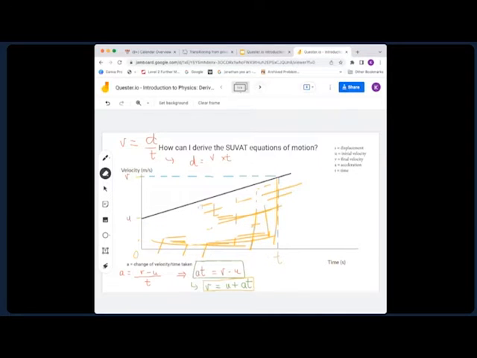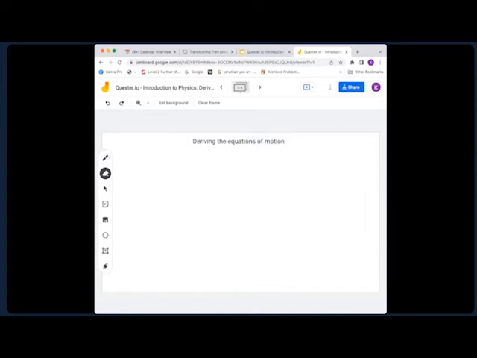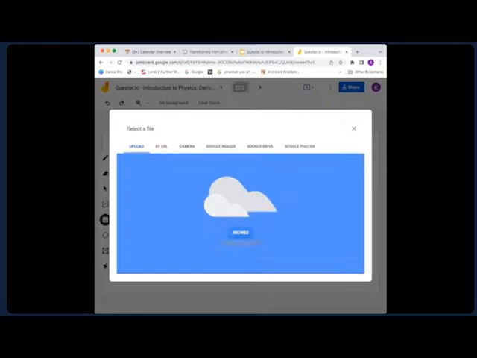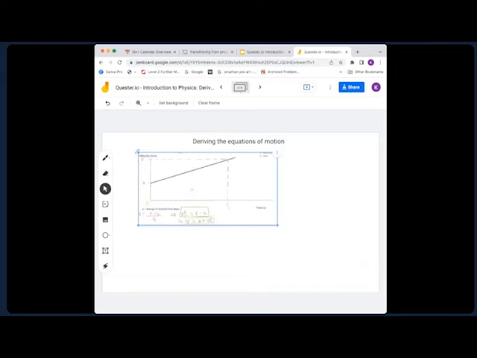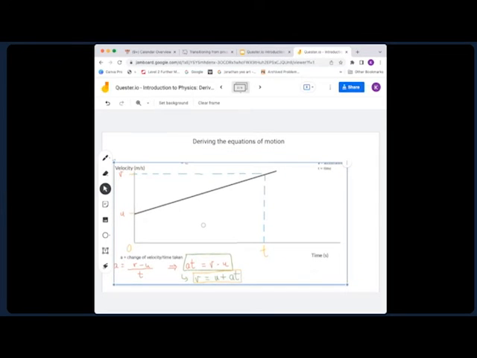Cool. So I'm just going to go ahead and rub out everything that I've just done so far and take a screenshot and then bring it into the next slide.